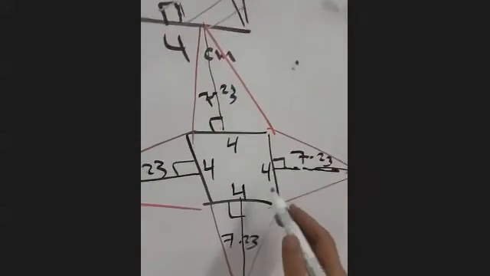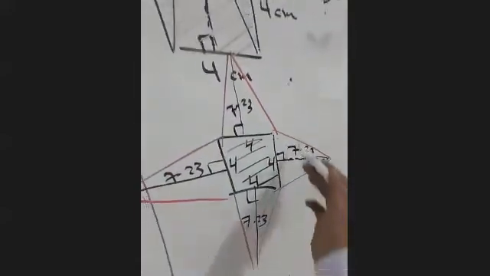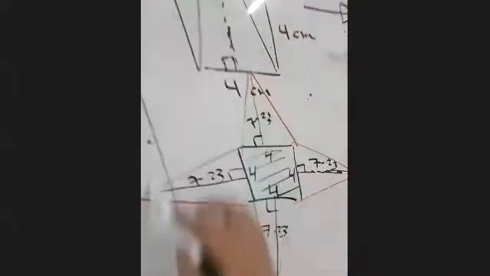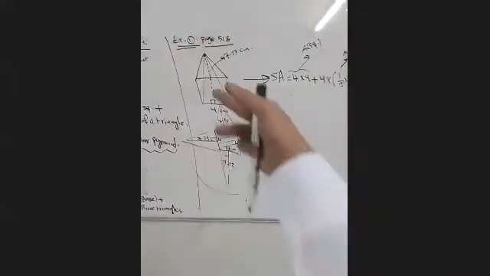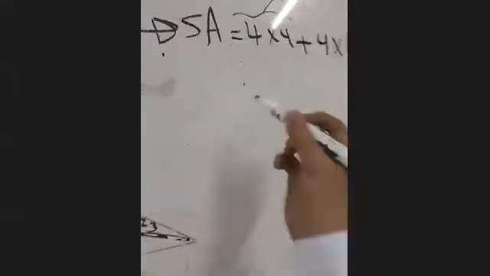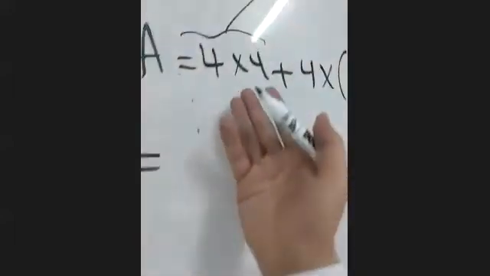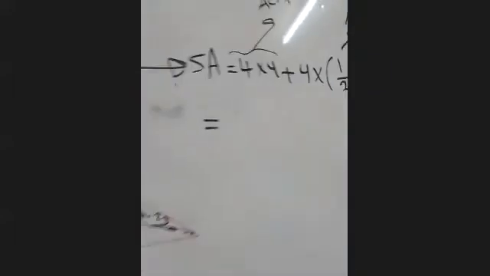So if I found the area of the square and the area of the 4 triangles, it means I found the whole area, which is the surface area of this one. Now calculate. This is equal, multiply, calculate. The answer will be, we have 4 multiply 4 plus 4 multiply half multiply 4 multiply 7.23, 73.84.